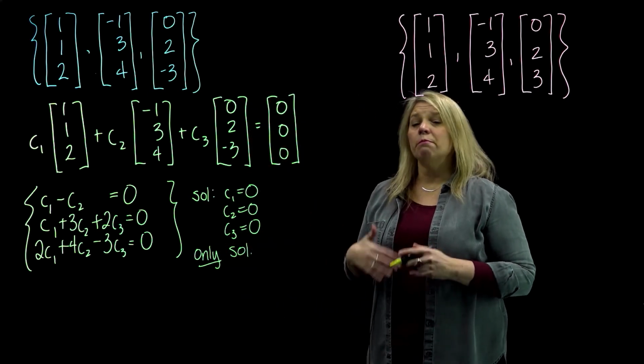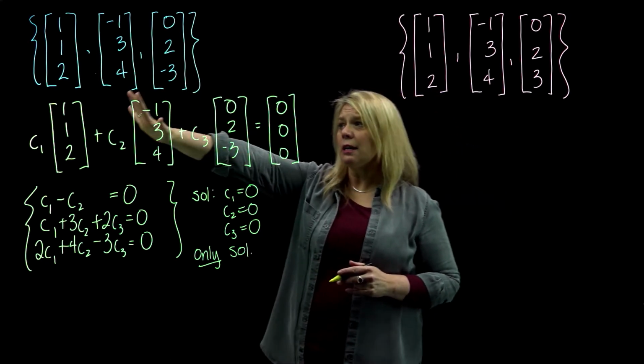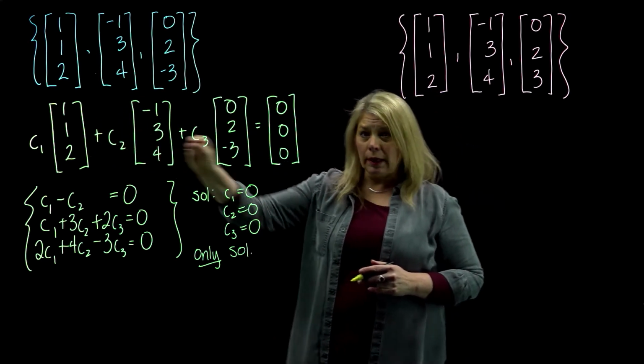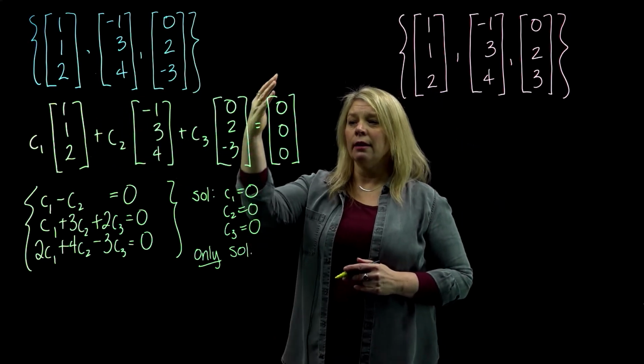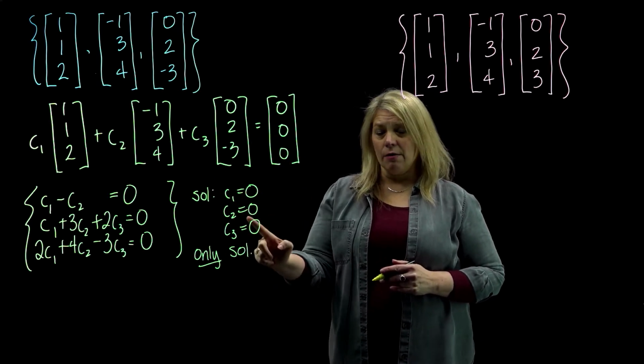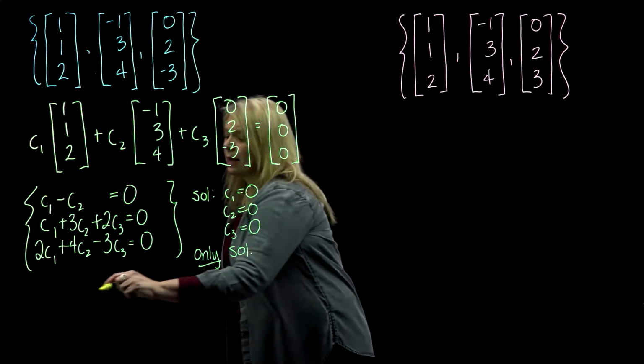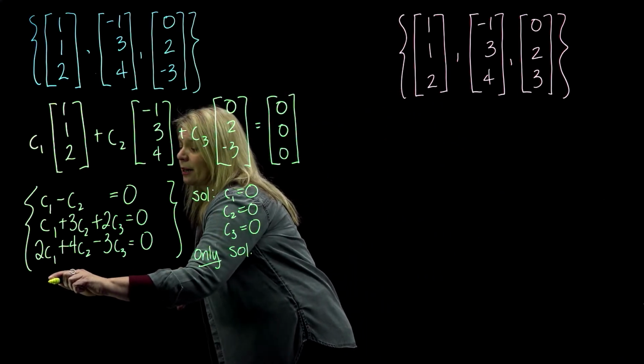Okay, so based on that definition of linear independence, a set is linearly independent if the only linear combination that gives the zero vector is when all of the scalars are 0. So this work here, using the definition of linear independence, tells us that this set is linearly independent.